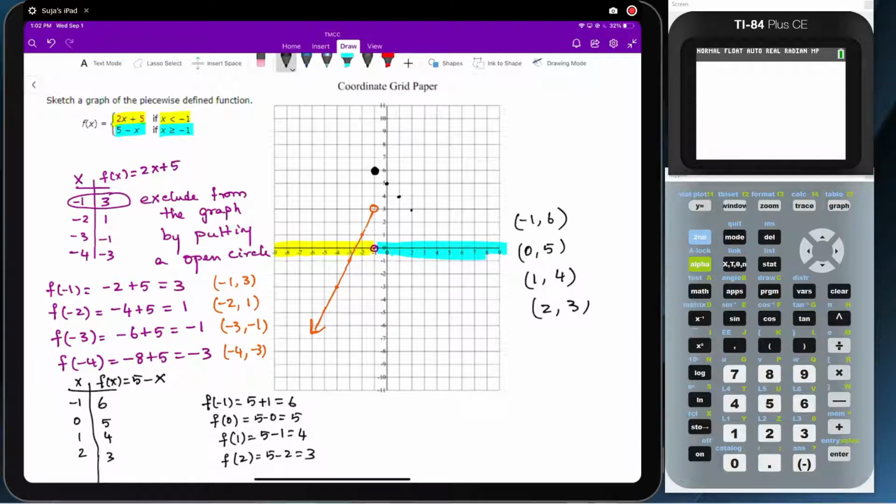So I can draw a line, and again I'm going to use an arrow which says that the graph goes forever. This is how you graph a piecewise defined function.